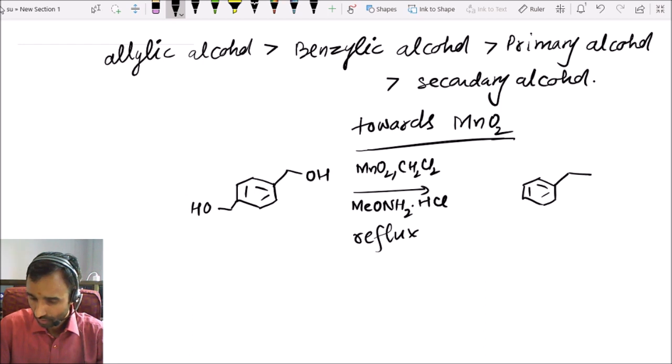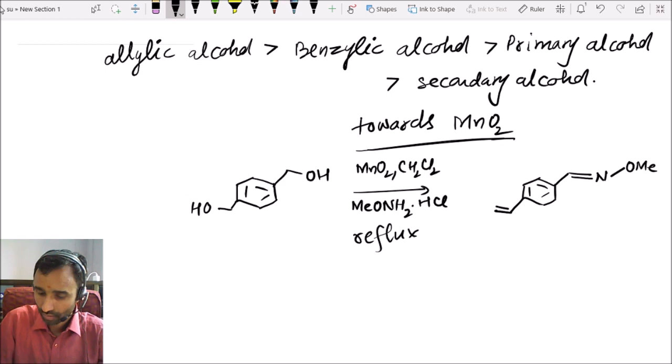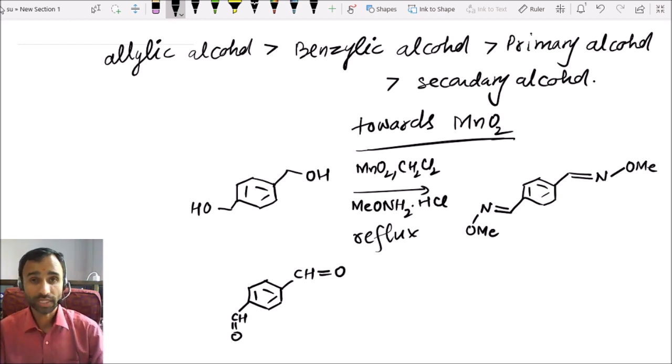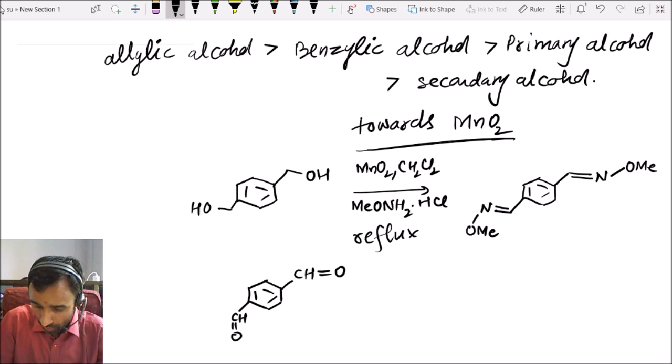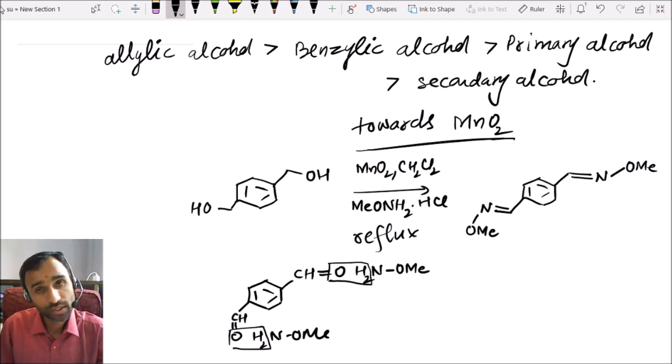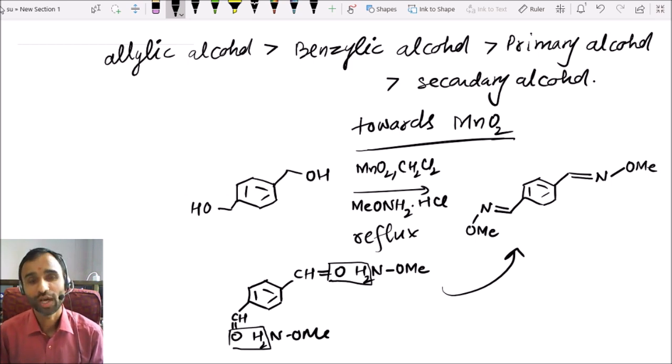The product has CH double bond N OMe on both sides. How is it formed? First of all, both alcohols are oxidized, because both are primary benzylic alcohols, so they are oxidized at the same time. It becomes CHO on both sides, and now we have H2N OMe. Water is removed on both sides, so it becomes CH double bond N OMe on both sides, and we get the desired product. So this is all about MnO2.